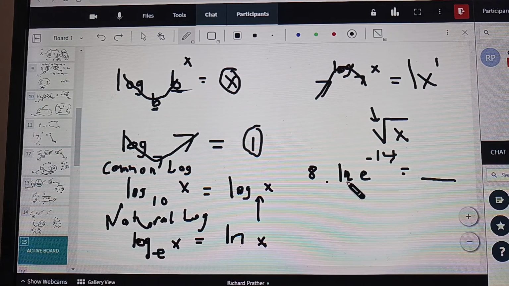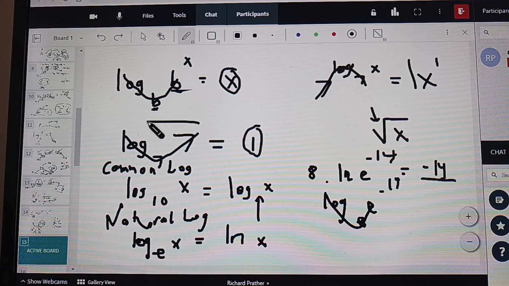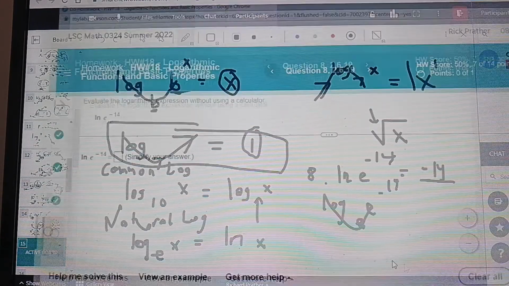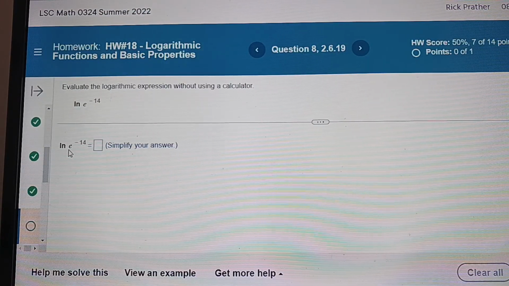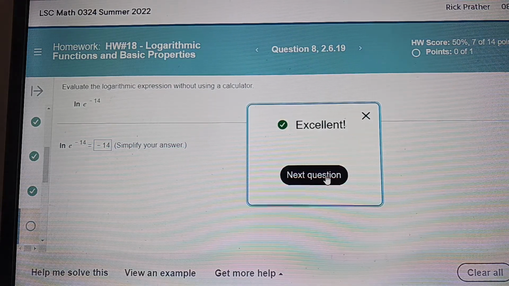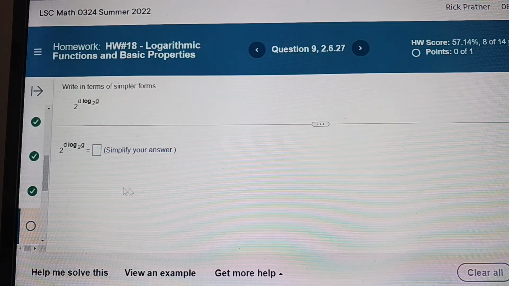Well, if you know that ln is actually log base e of e to the negative 14, this all cancels out and the answer is negative 14. It's the same idea as this one here. It's just that this exponent was a 1 and this exponent is a negative 14. So if the log has a base that's the same as the domain base, then the answer is whatever the exponent is. And if the exponent is blank, then it's a 1. And I told you it works this way too.